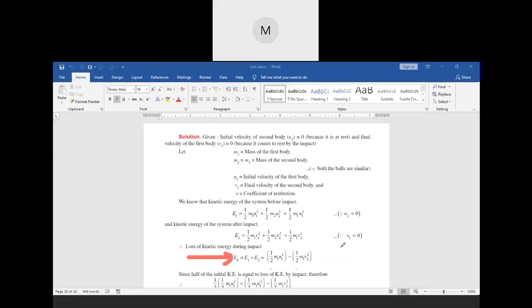So what will be that loss? Basically that loss is the difference. That is why we are writing it as EL equal to E1 minus E2. Okay? So E1 minus E2.